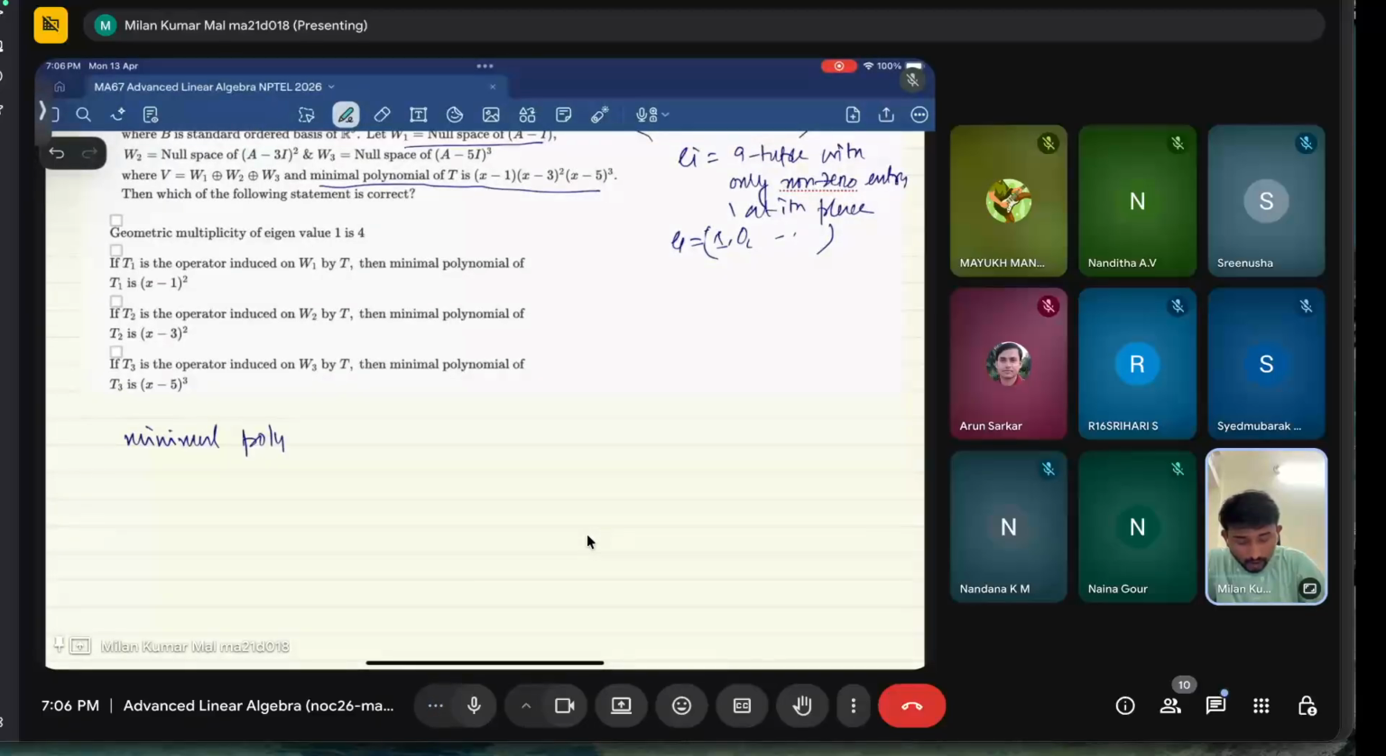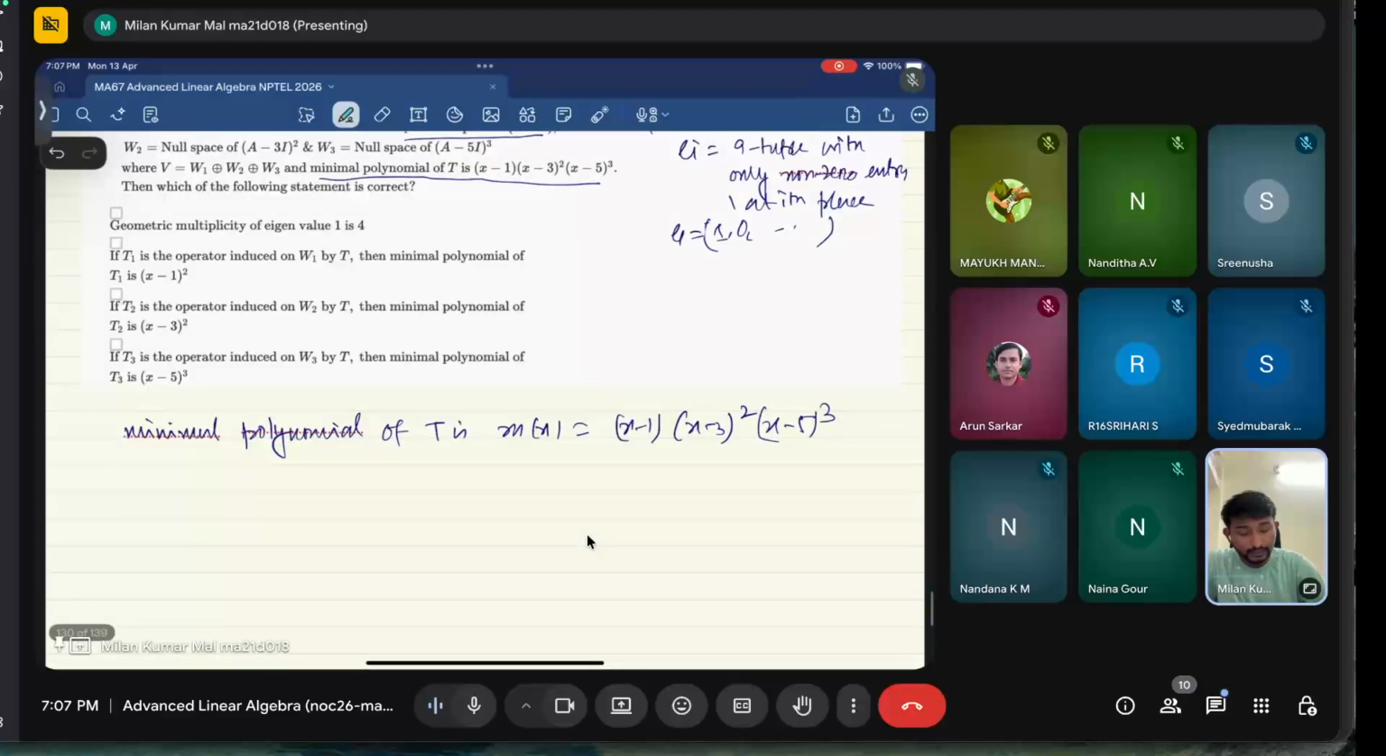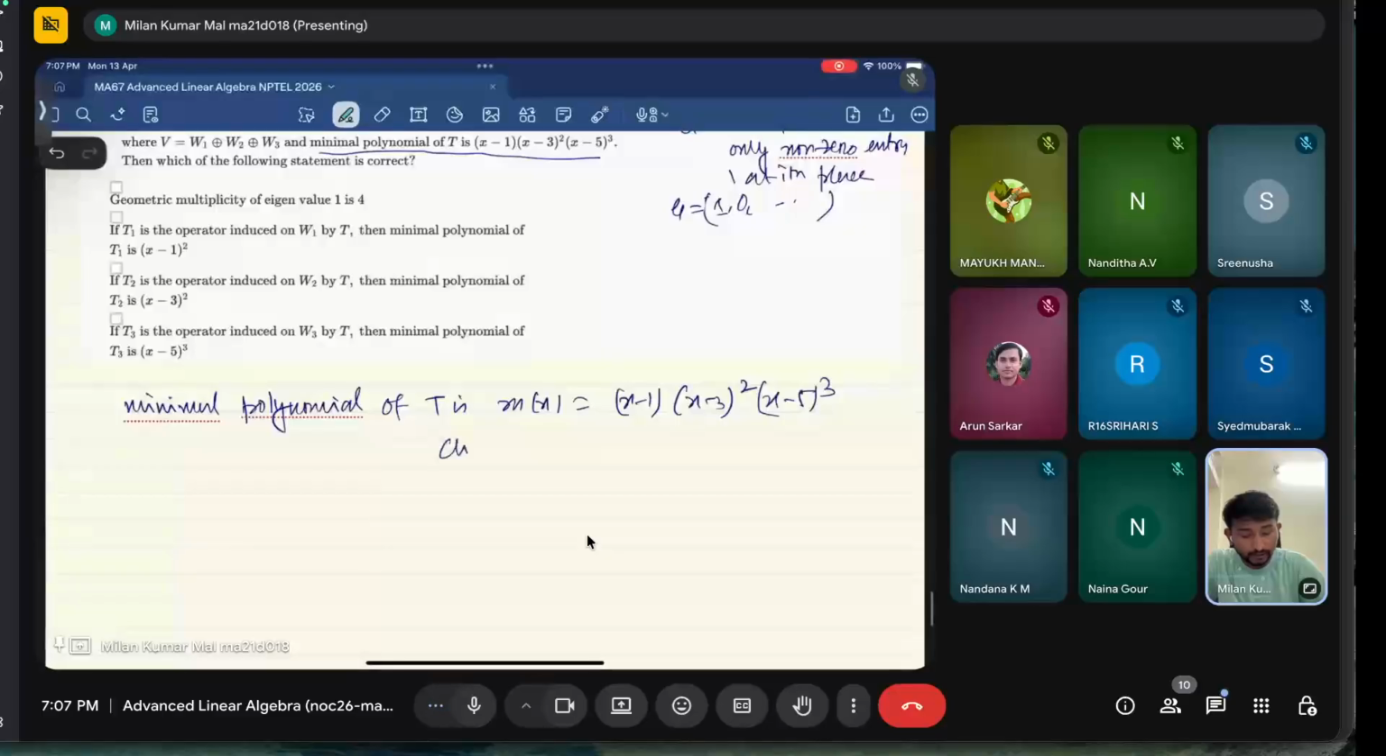The minimal polynomial of T is m(x), equal to (x minus 1)(x minus 3) squared (x minus 5) cubed. Okay, and so what we can say is that the characteristic polynomial f(x) will be (x minus 1) and so on. As we know, characteristic polynomial and minimal polynomial must have the same roots. They don't have any distinction.